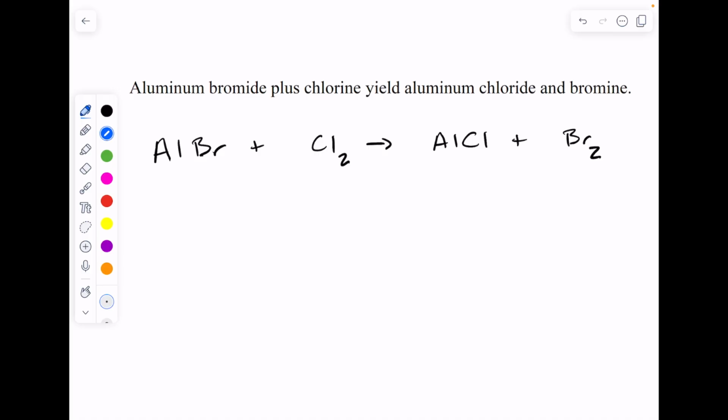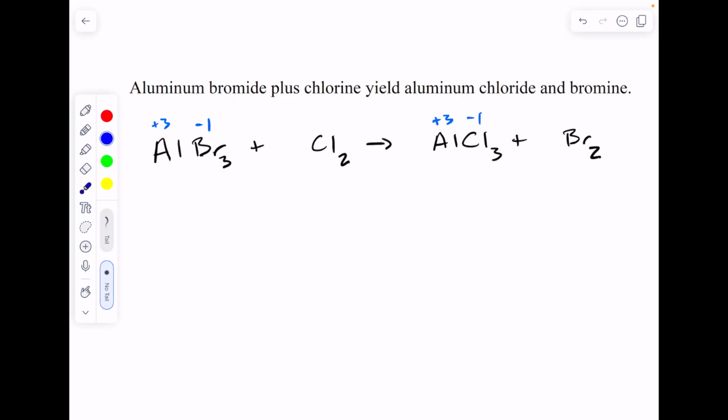Aluminum bromide and aluminum chloride are both ionic compounds, so we need to balance the charges. If we look at the periodic table, we can see that aluminum's charge is +3 and bromide's charge is -1. To make the charges add up to 0, we'll need 3 bromides. In the products, aluminum's charge is still +3 and chloride's charge is -1. Again, to make the charges add up to 0, we'll need 3 chlorides.